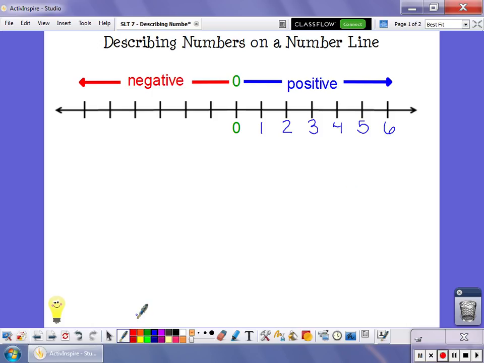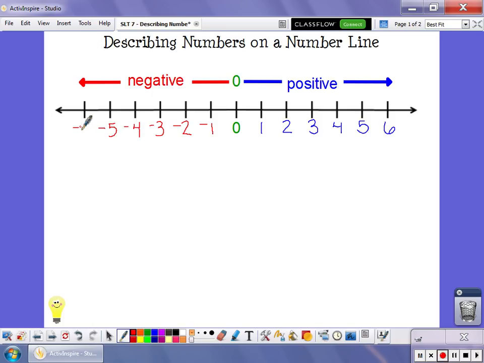Now when I go to the left, I'm going to follow the same process, except these numbers are negative. So if I start at 0 and I move one space to the left of 0, that's my negative 1. If I start at 0 and go 2 spaces to the left, that's negative 2. And I can keep counting.